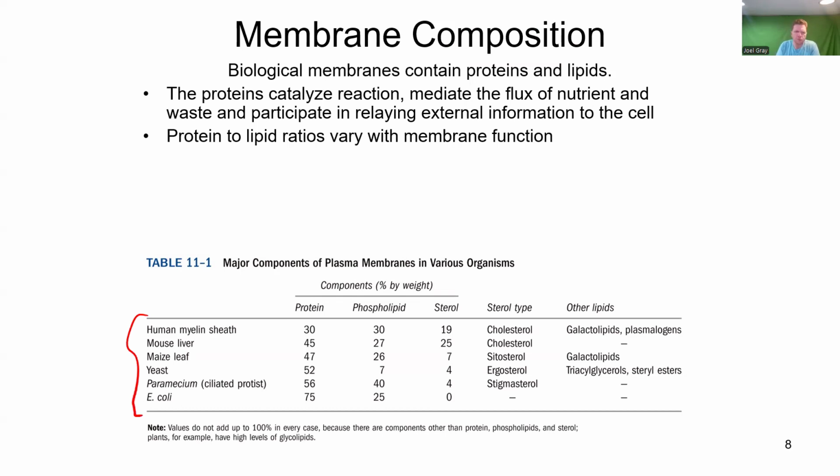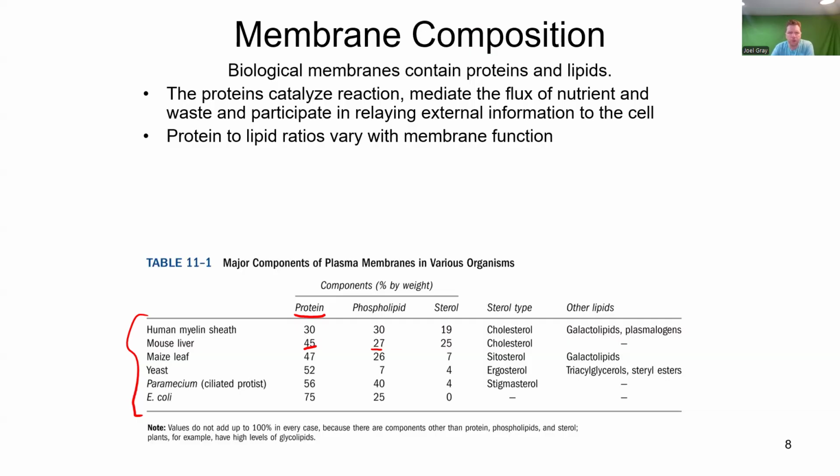Now, E. coli, I mentioned previously that E. coli doesn't have any cholesterol. So this last column here, sterols, that's why that's at 0. But what's kind of interesting is that 75% of an E. coli membrane is protein. Huh. Whenever I think of a lipid bilayer, maybe I'm not necessarily thinking about an E. coli cell, but if I think about a mouse liver cell, 45% of that weight is protein.